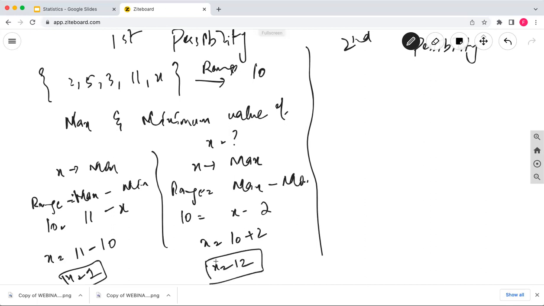So this is the first scenario in which we are provided with a data set with a variable, and we're given the range. And since we know the range, we can just see the possibility for x, in which scenario this is the minimum and in which scenario this is the maximum. And in the first case, we considered it as the minimum, which came out to be 1. And for maximum, this came out to be 12. This is the first possibility.